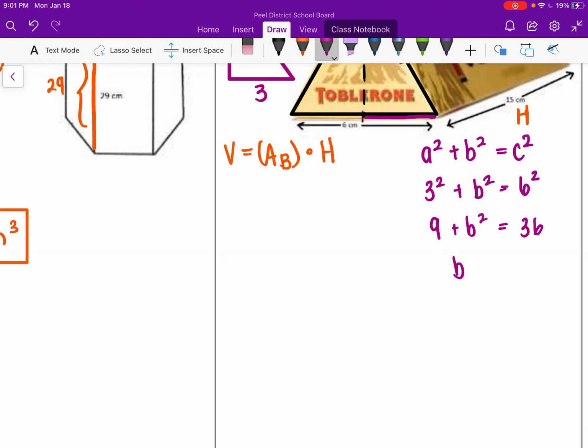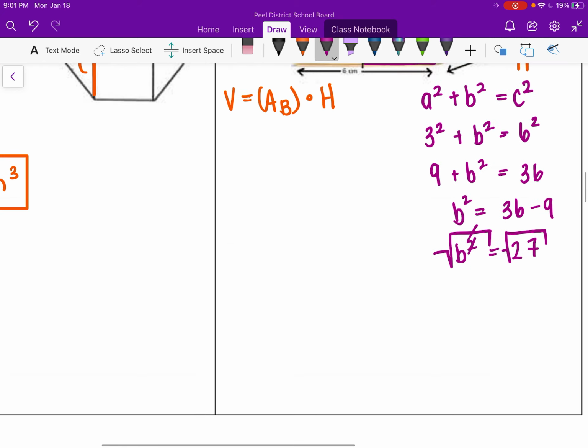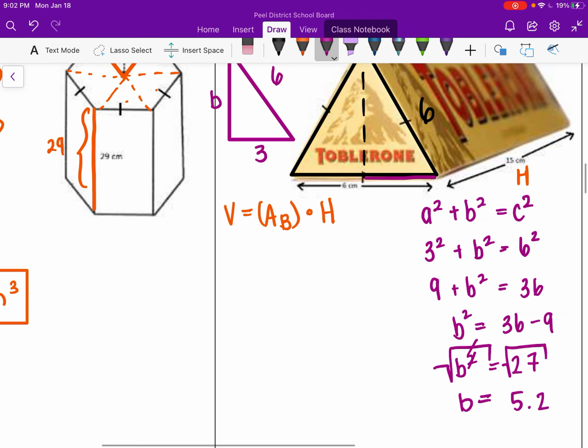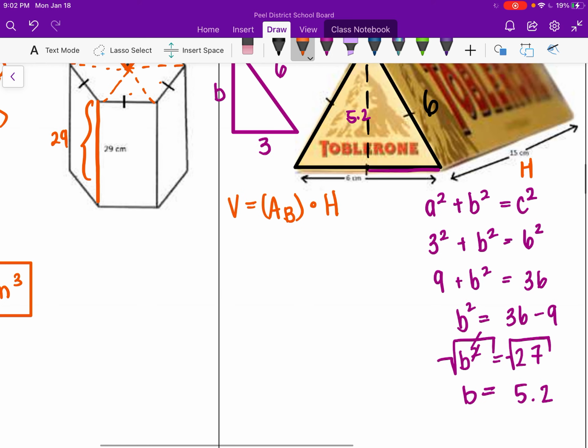Then I'm going to move that 9 over to the other side, so I have 36 minus 9, which gives me 27. This is still B squared. B squared equals 27. I want to get B on its own, so I'm going to square root both sides to cross this out. And B is equal to the square root of 27, which is about 5.2. Now I know the height of that triangle.